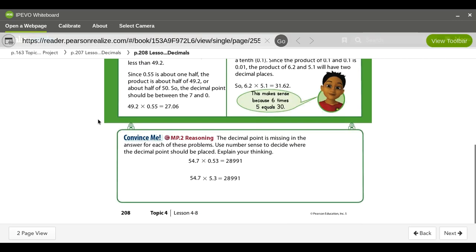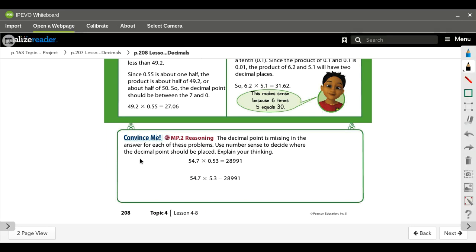All right. So on this one, on your convince me, let's take a look. It says the decimal point is missing in an answer for each of these problems. Use number sense to decide where the decimal point should be placed. Explain your thinking. So let's go through and let's talk about it. So here I have 54 and 7 tenths multiplied by 53 hundredths.